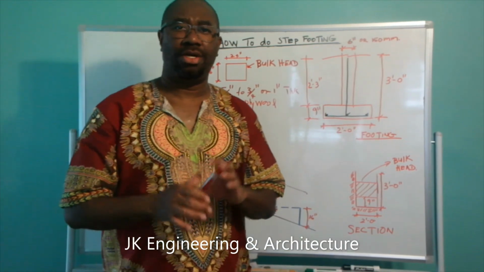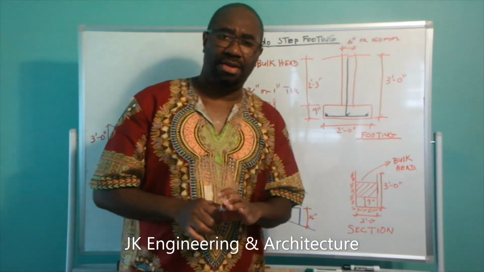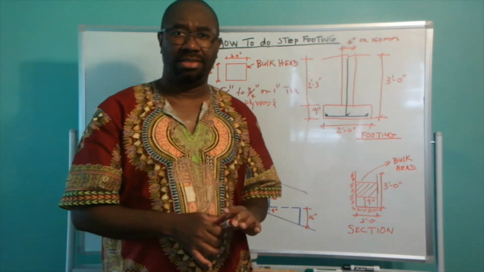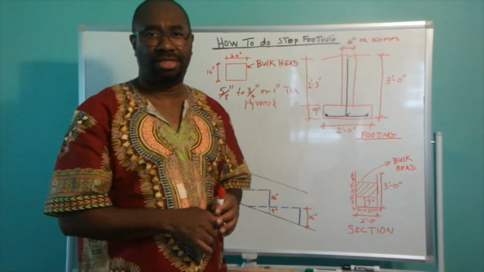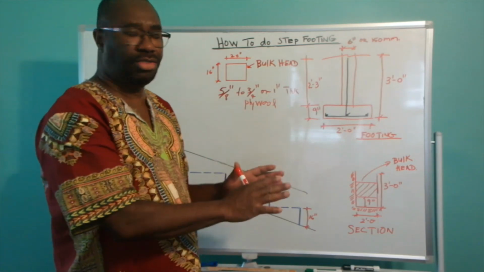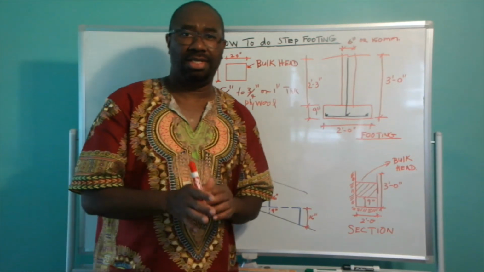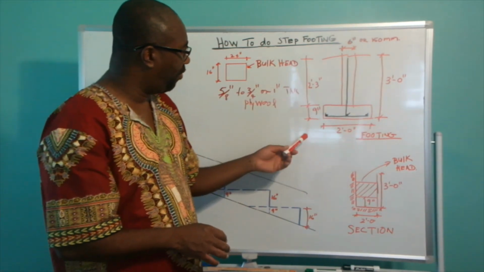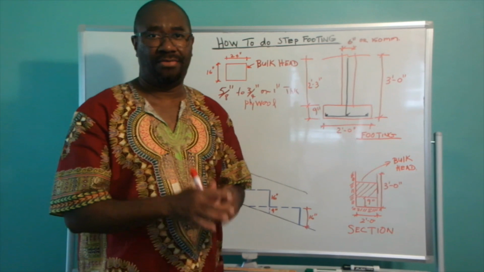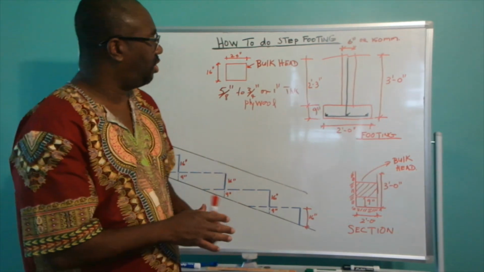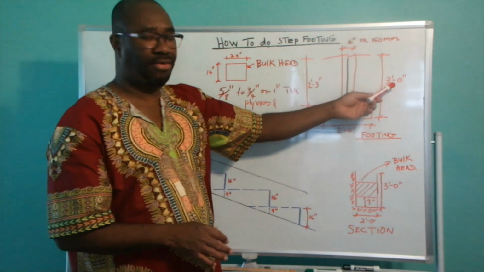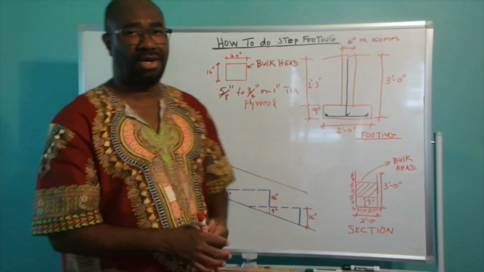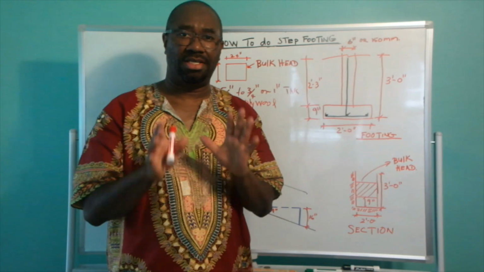In carrying out your step footing, the first thing you would want to turn to in your plan set is your wall footing detail. You're going to turn to your wall footing detail to observe the depth of your footing, the width of your footing, and the thickness of your footing. In this case, the depth of your footing is 3 feet, the width of your footing is 2 feet, and the thickness of your footing is 9 inches thick.